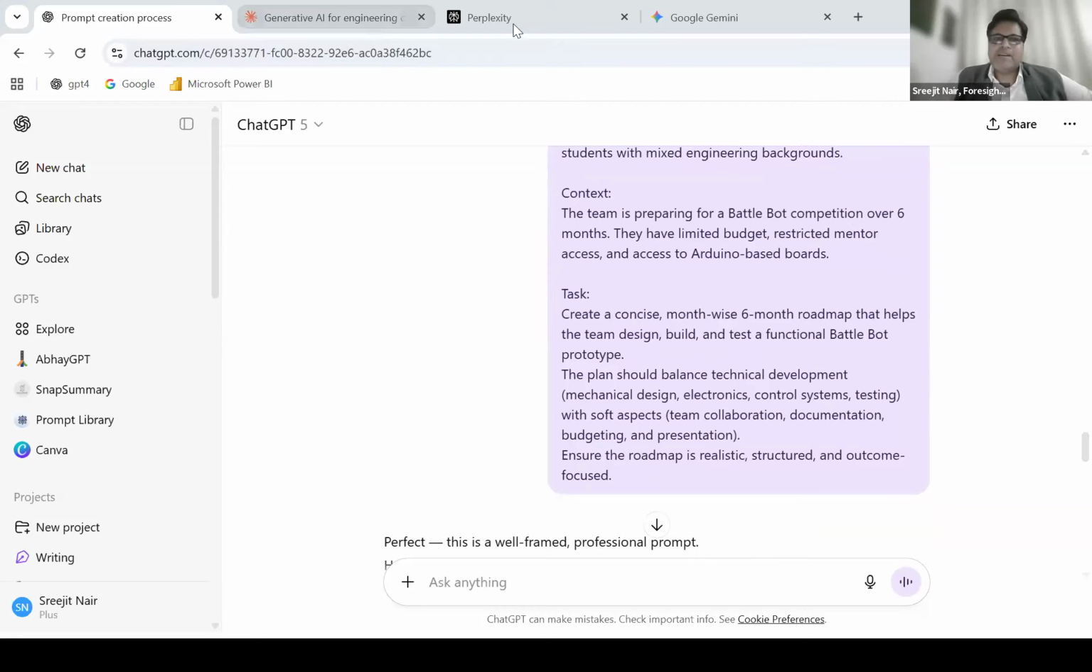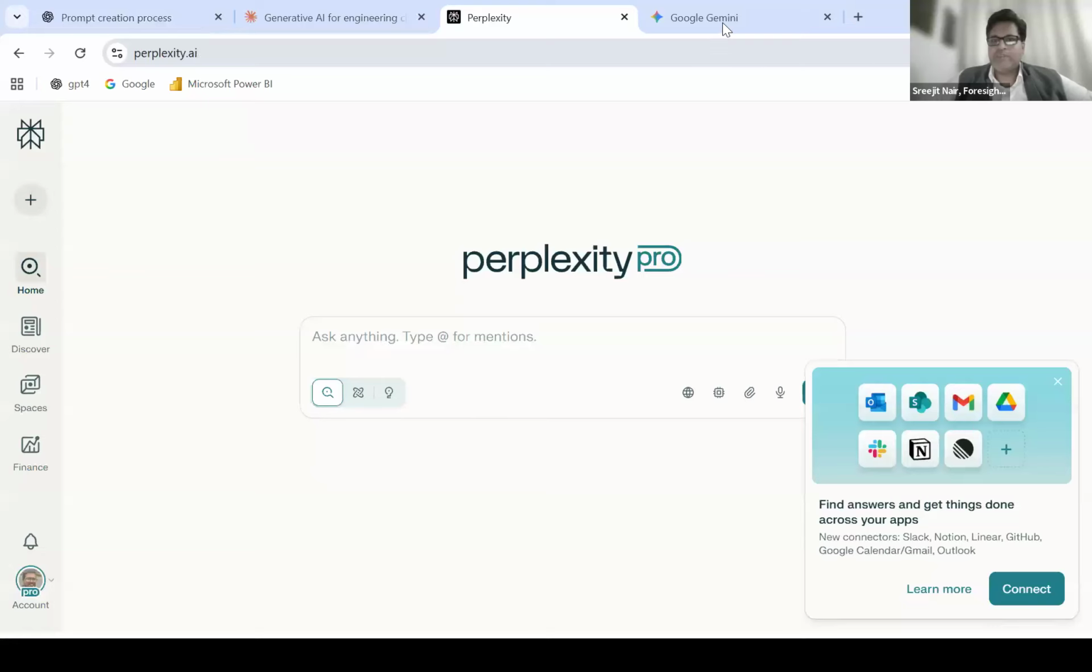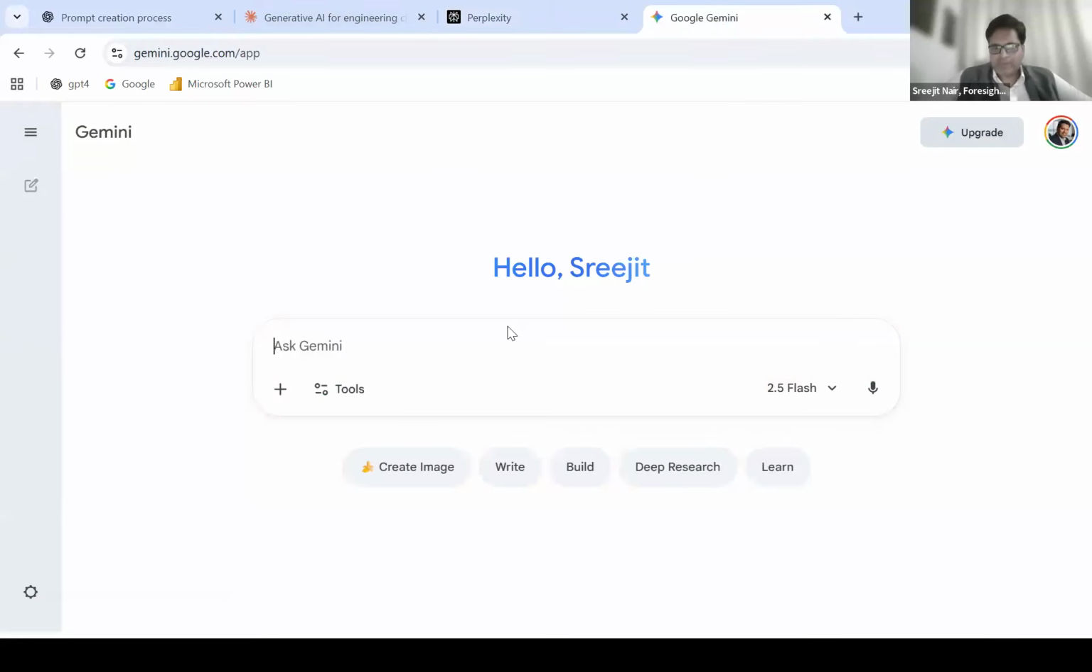So these are the basic ones, Claude, Perplexity, and Google Gemini, that I normally use. Within Gemini, there is an image generation aspect that is very good. I'll share it soon.